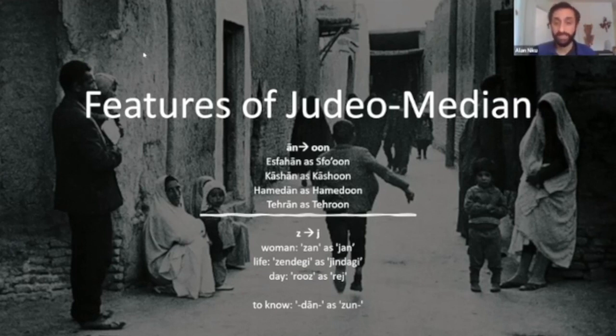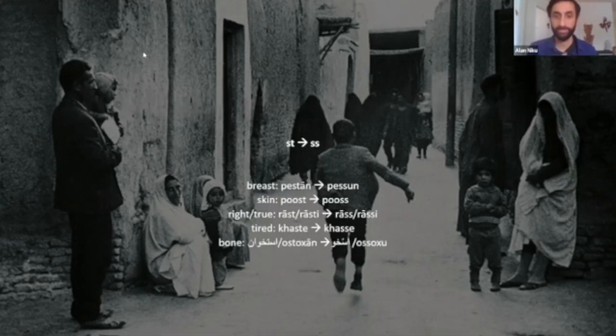Another one is the D sound becoming a Z sound. So to know in Persian is don. Don is like the stem for the word to know. And in Median, it's zun. So to say I know in Persian would be midunam or midanam. In Median it would be zunu. So we see quite a big difference there that makes it harder to understand for people of different regions.